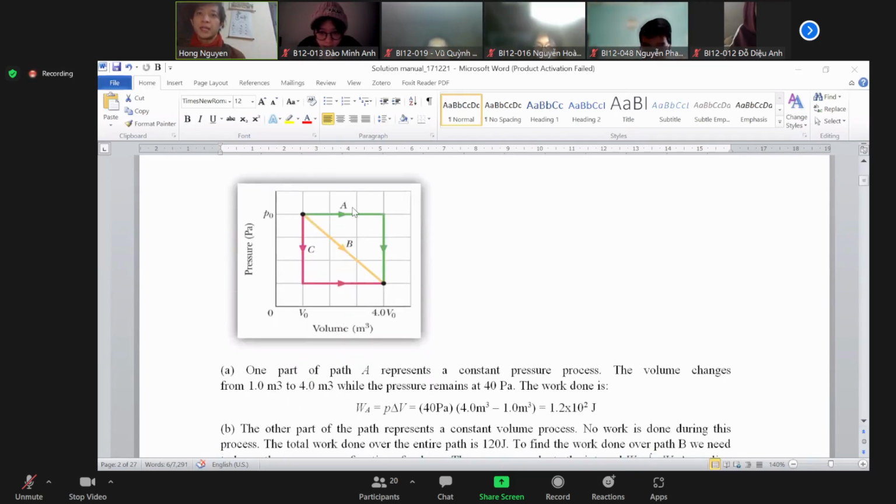For the process A, we need to find the work done by the process A. What we see is that in this section there's no work done, because this is a constant volume process. Then there's no expansion, no contraction of the system. The volume doesn't change. It means the system does no work. Then the work here is 0. The work done of the path A is only because of this expansion from V0 to 4V0. So the work done by the path A can be easily calculated using this formula. This is for the constant pressure process.